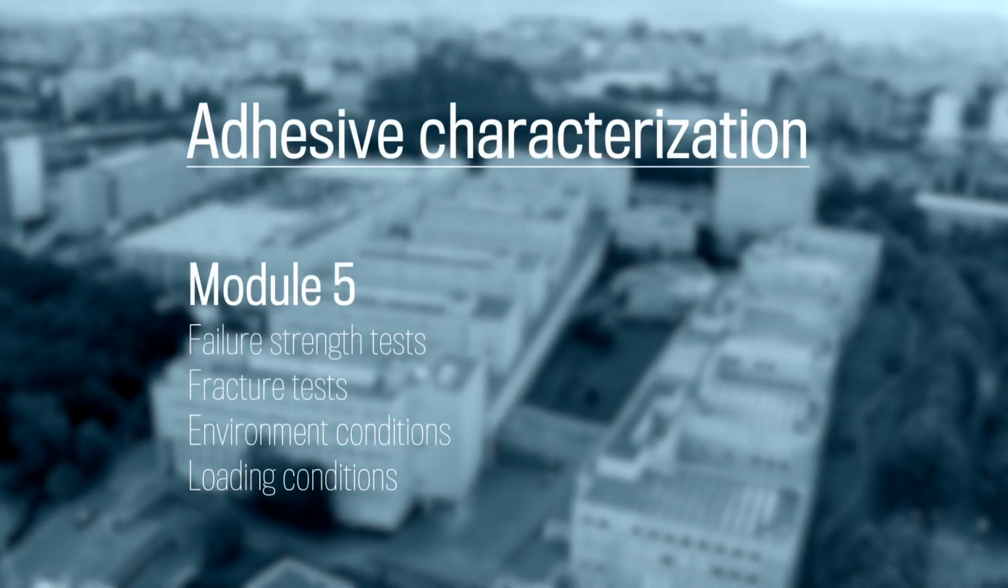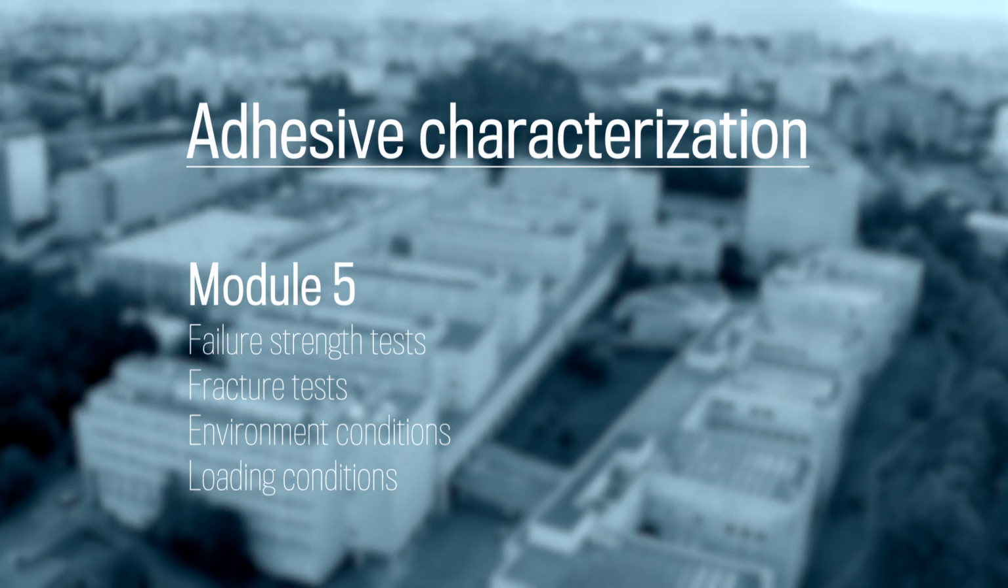Once we have selected the proper adhesive, it's time to characterize that adhesive, to know the strength properties, the fracture properties. This will be useful later for joint design. We know which adhesives exist, we know how to select them. Now it's time to characterize them, to know which are their mechanical properties. This is especially important for joint design that we will see later.